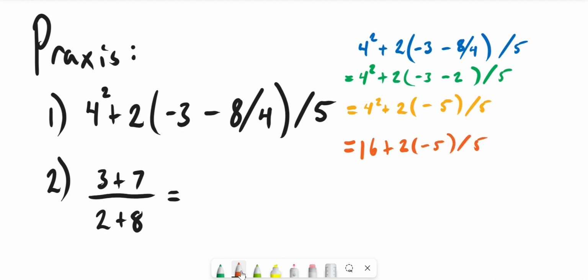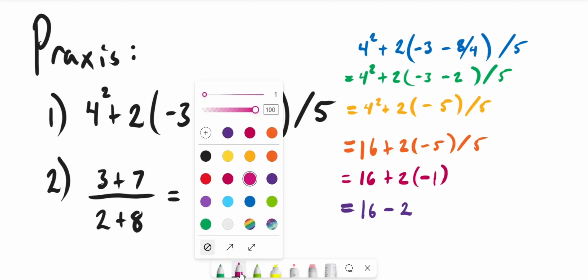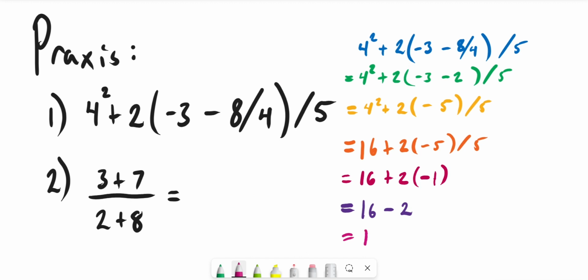Now, you can go up in the notes if you want to see a little bit more work on the subject, but the bottom line is that I'm going to do my multiplication and division in any order I like here because division is just multiplication by a reciprocal. Specifically, I have -5 divided by 5. I can do that right now. So this is 16 plus 2 times -1. Negative divided by a positive is a negative. And -1 times 2 is just -2. So this is going to become 16 minus 2. Let's finish it. All that remains is subtraction, and that subtraction gives me 14.